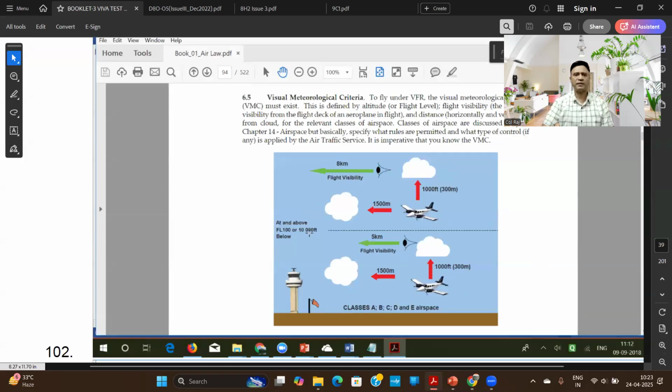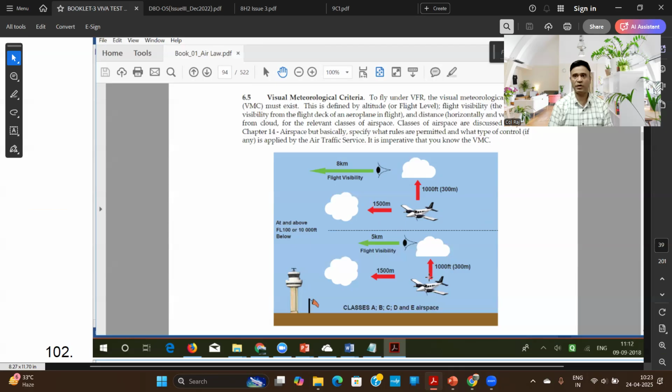And here, first, let us see below 10,000 feet what happens if you are in this aircraft. First thing is that your flight visibility should be 5 kilometers. Your distance from the cloud horizontally should be at least 1.5 kilometers, 1500 meters. And the ceiling above you, the level at which you are flying, there should be a ceiling of 1000 feet. That means the clouds which are covering more than half the sky are to be at least 1000 feet above your level.